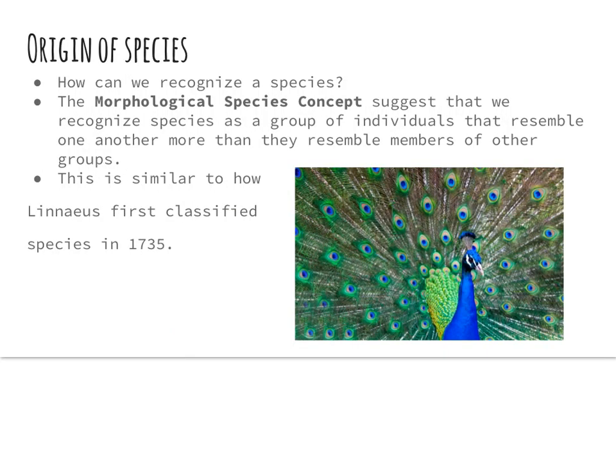How can we recognize the species? The morphological species concept suggests that we recognize species as a group of individuals that resemble one another more than they resemble members of other groups. For example, we know that peacocks are birds that have very long tail feathers, that have eye-line markings, and can be erected and expanded and displayed like a fan. This is similar to how Linnaeus first classified species in 1735.